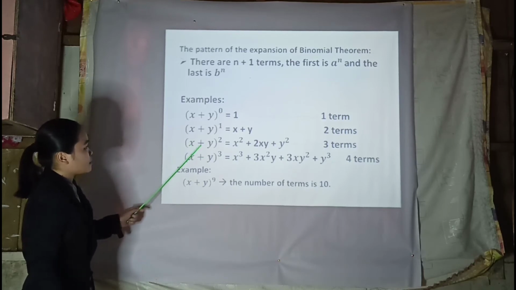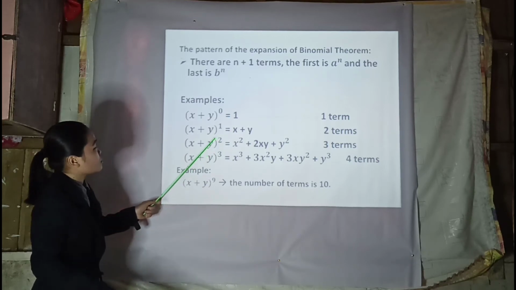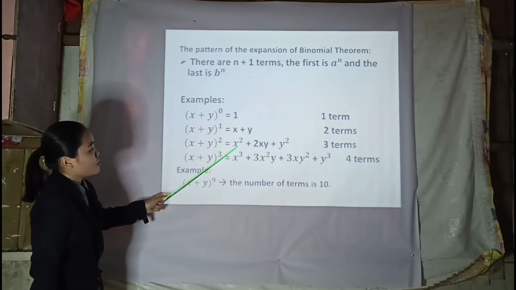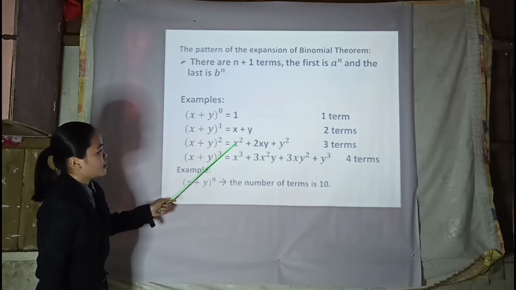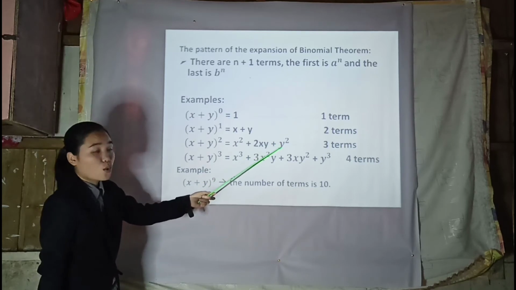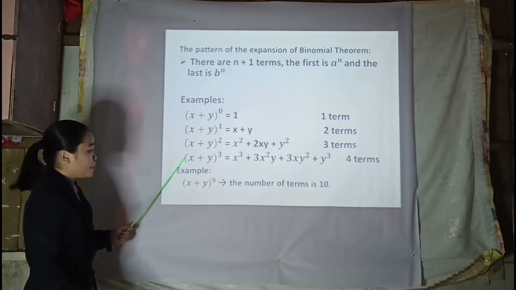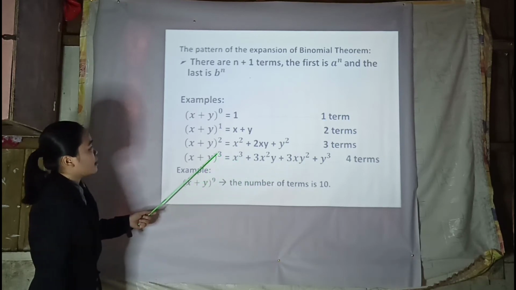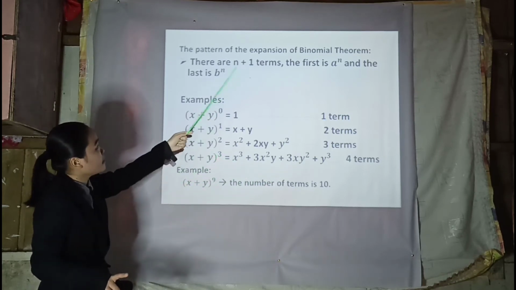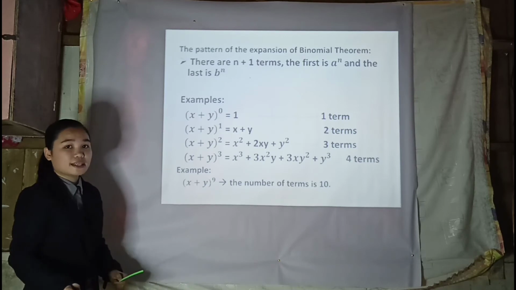For this example, x plus y squared, since the exponent here or our n here is 2, so 2 plus 1, so the answer is x squared plus 2xy plus y squared. So there are 3 terms, which is x squared, 2xy, and y squared. So there are 3 terms, 1, 2, 3. And for this example, x plus y cubed, there are 4 terms because 3, which is our n, plus 1. So 1, 2, 3, 4. We have 4 terms. Did you get it?